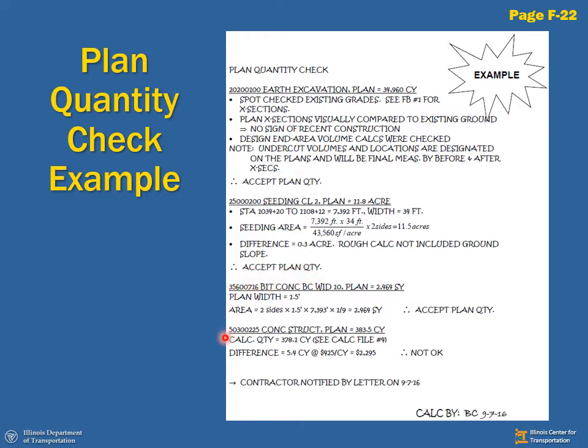We're going to skip down here to the concrete structures. Planned quantity was 383.5 cubic yards. We made a calculation based on the actual dimensions and found out we only needed 378.1 cubic yards. It's a difference of 5.4 cubic yards. Maybe that's not a lot of cubic yards, but at $425 per cubic yard, that was almost a $2,300 overpayment to the contractor. Well, that's not accurate enough. We're not going to accept it, so we struck that one out on our BC 981 and we agreed to the rest.